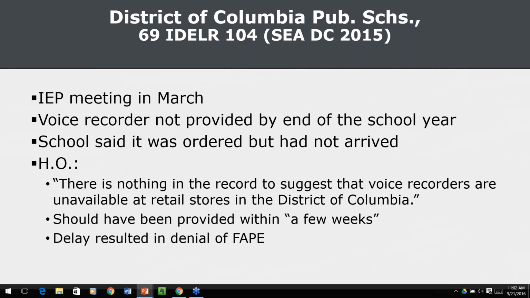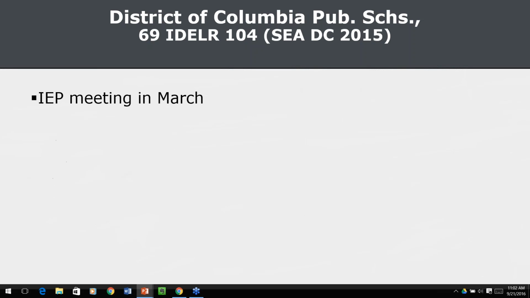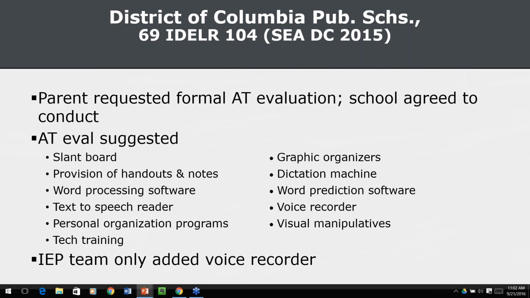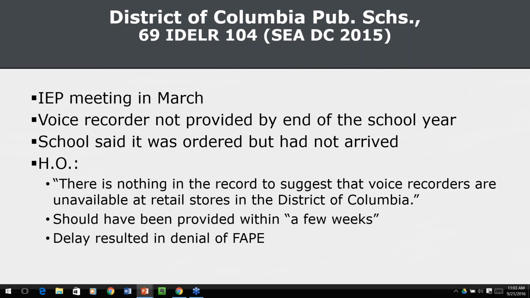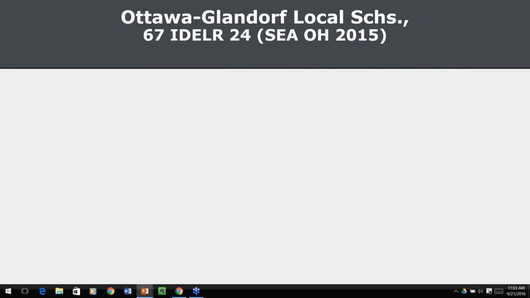Now notice, this team really, I think, didn't believe that the kid needed this technology, but they wrote it into the IEP anyway. And in my experience, when the school drags its feet about getting technology ordered or implemented, that means that somebody in the system doesn't really think this is necessary, right? But once you put it into the IEP, it's deemed to be necessary. And then finally, notice here that the team's decision to only provide one thing out of this gigantic list, their selection wasn't criticized. So the decision-making process was good. It was just their failure to actually provide the device that resulted in a denial of FAPE.